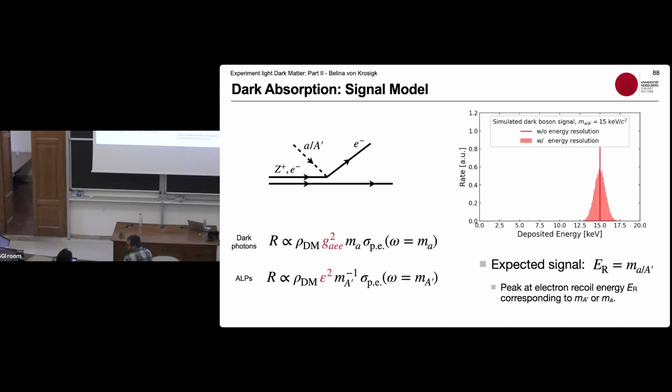But why one to the mass and one to the inverse in the rate? It's homework. Yes, it's homework. It's hard. There's a reason for both.